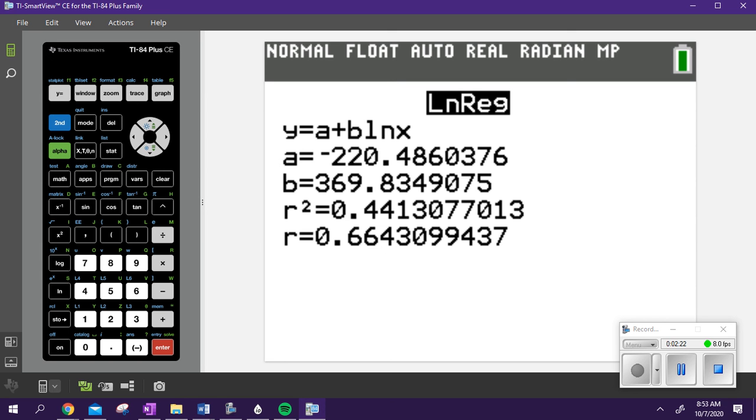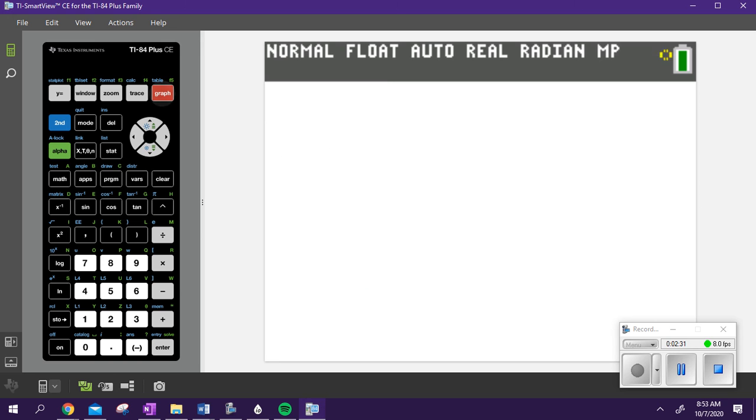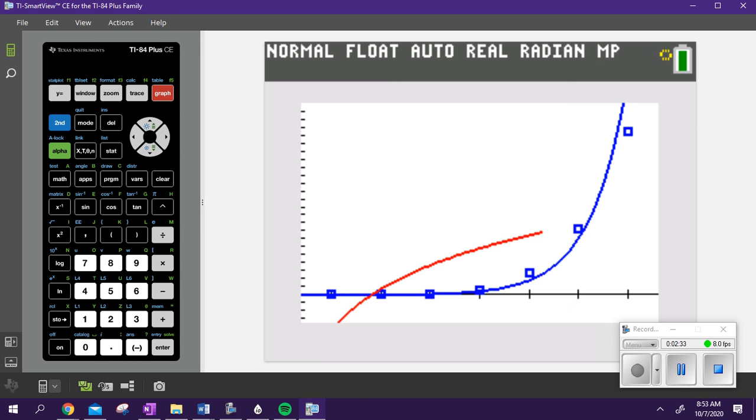How good of an equation is this one for us? Not so good. 0.44. That's pretty yucky. And think about what a logarithmic graph looks like compared to that. Oh yeah, that's not going to be a good model. Okay, it just doesn't make a whole lot of sense for anything. It's pretty much in the wrong spot. Okay, that one doesn't make any sense.